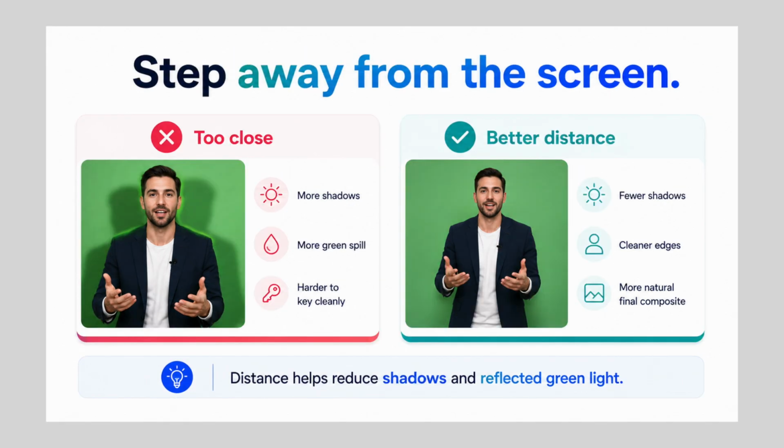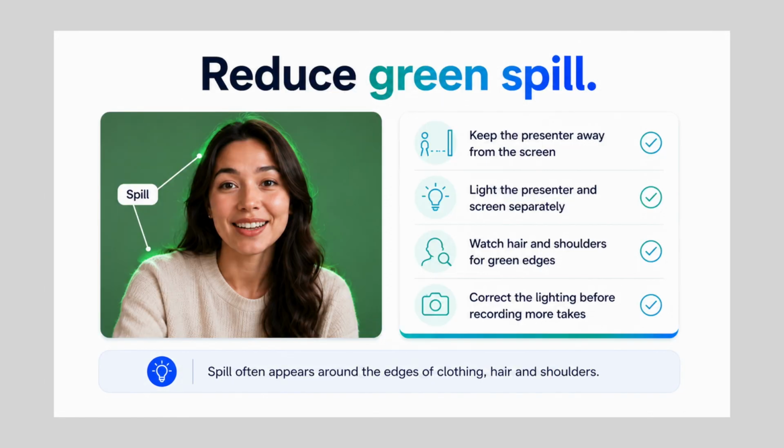The presenter should normally stand some distance in front of the screen rather than directly against it. This helps reduce shadows and also reduces green light reflecting back onto the person. That reflected green is often called colour spill. You may notice it around shoulders, hair, or the edges of clothing. Increasing the distance between the presenter and the screen and controlling the lighting more carefully can help reduce it.